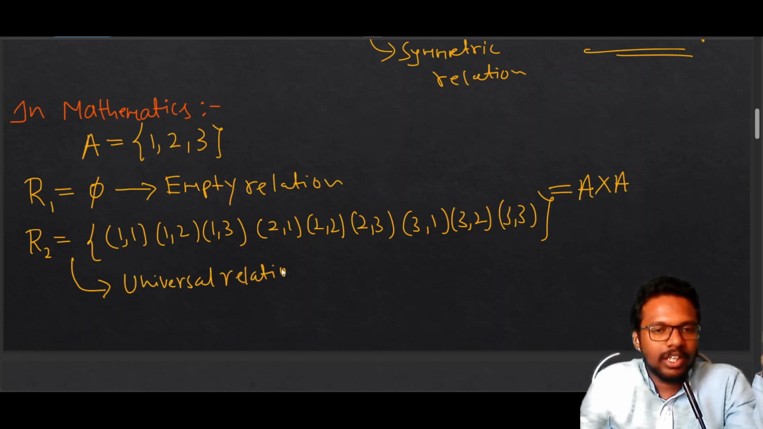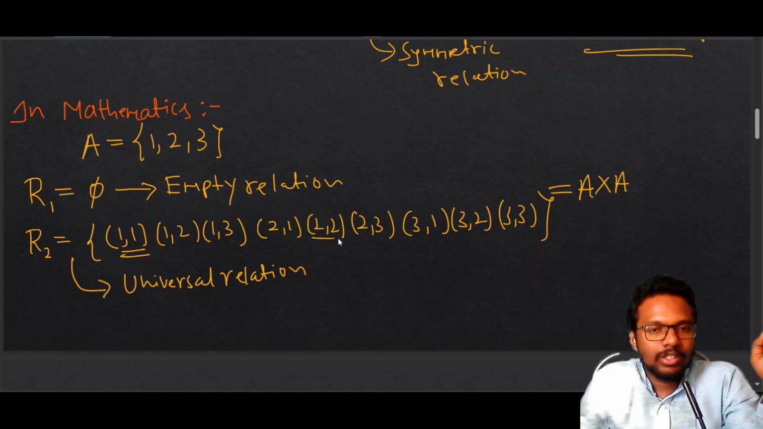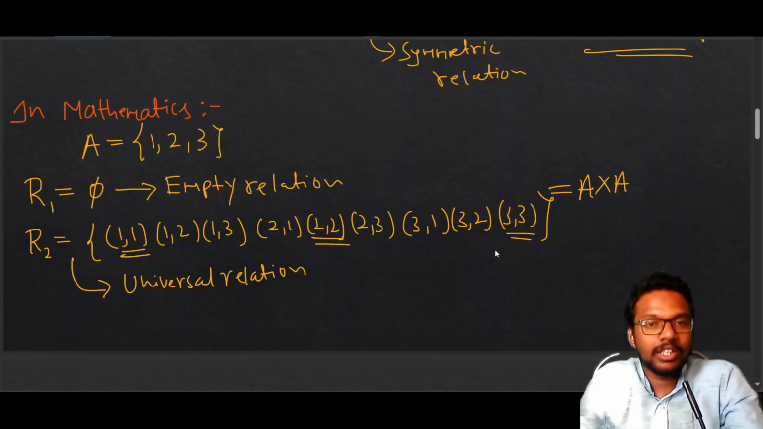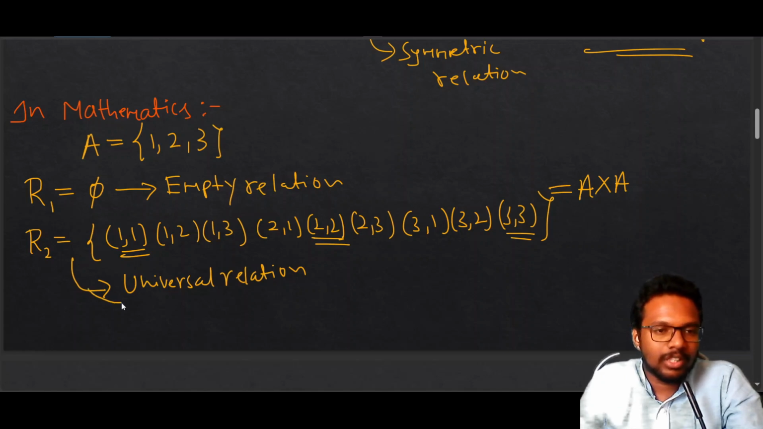Universal relation. Also, if you apply the reflexive definition to R2, here (1,1) is present, (2,2) is present, and (3,3) is present. It means every element of A is related to itself. This is the definition of reflexive. So this R2 is also a reflexive relation.